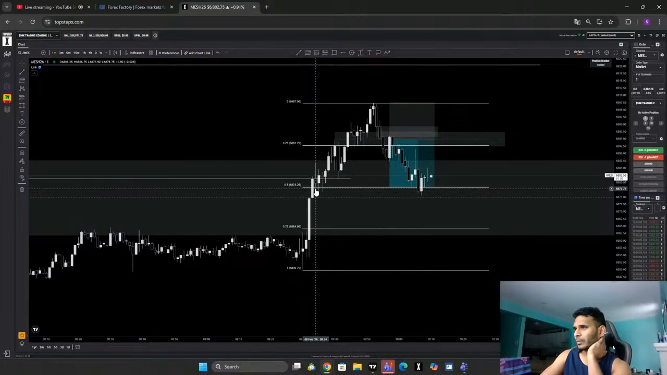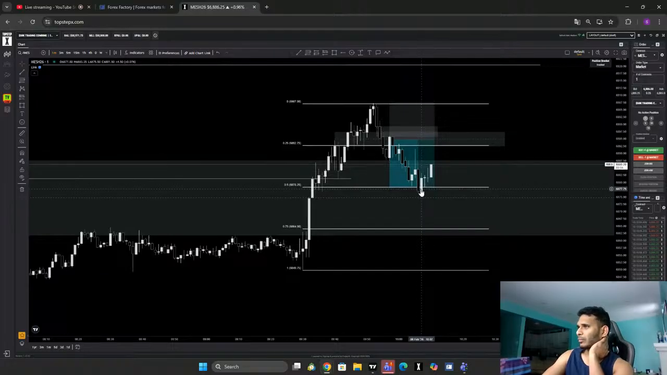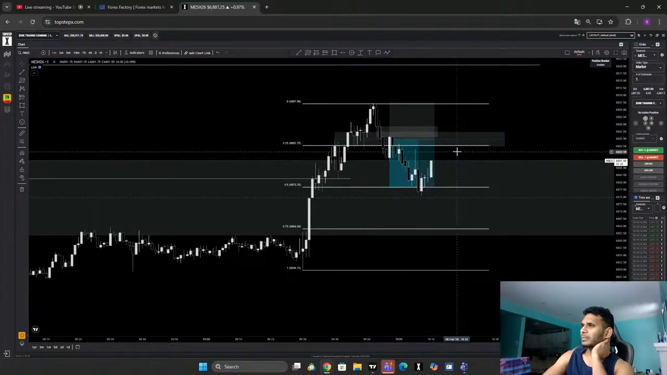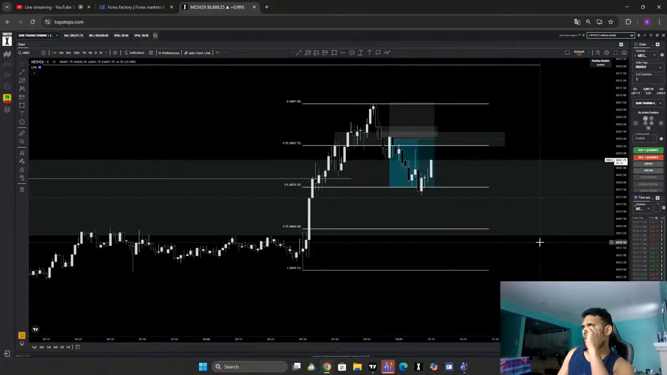As soon as it reaches the 50% level, we are out. We are taking some partials, and movement into break even here. Movement into, for example, here. And movement into break even here. So now we are technically at break even here. Don't think too much.